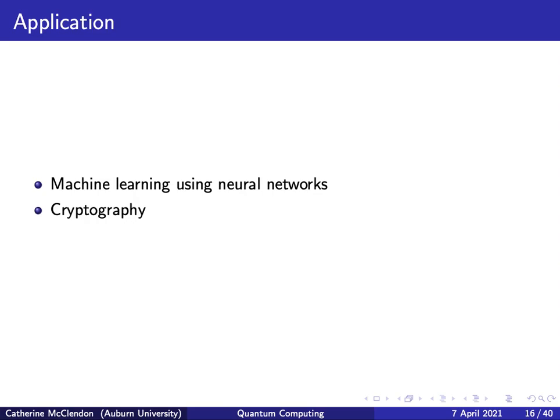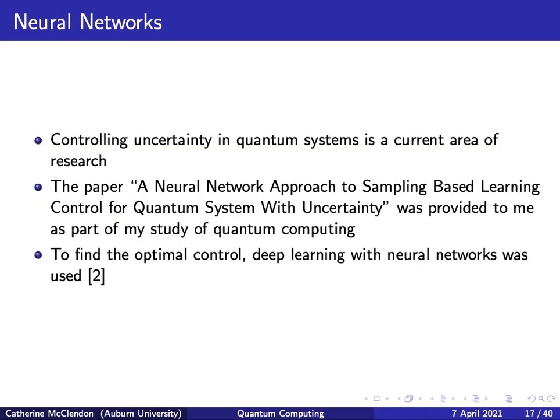Now I'm going to go into some of the applications of quantum computing. These include machine learning, using neural networks, and cryptography. As mentioned in the section above, controlling uncertainty in quantum systems is a current area of research. The paper, A Neural Network Approach to Sampling-Based Learning Control for Quantum System with Uncertainty, was provided to me as part of my research on the subject.